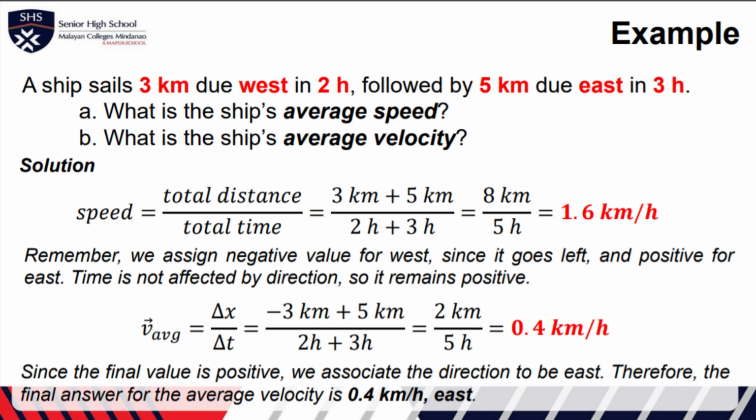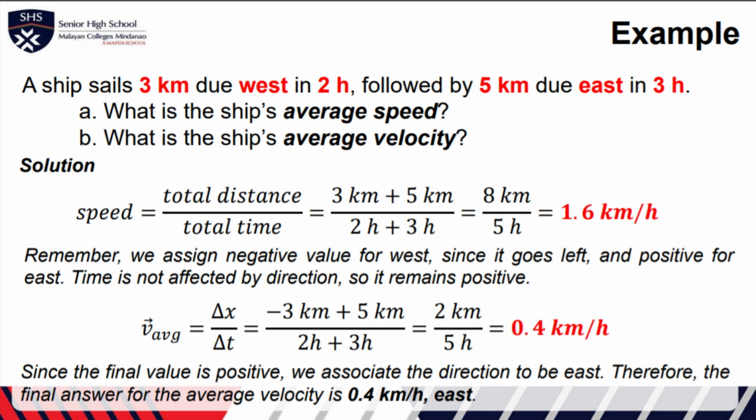Let's have an example. Now imagine a ship sails 3 kilometers due west in 2 hours, followed by 5 kilometers due east in 3 hours. What is the ship's average speed? And what is the ship's average velocity? Now, if you are solving this one at home, you should use GRESA as you solve this problem. But for discussion's sake, we will just highlight the S and the A, which are the solution and answer.